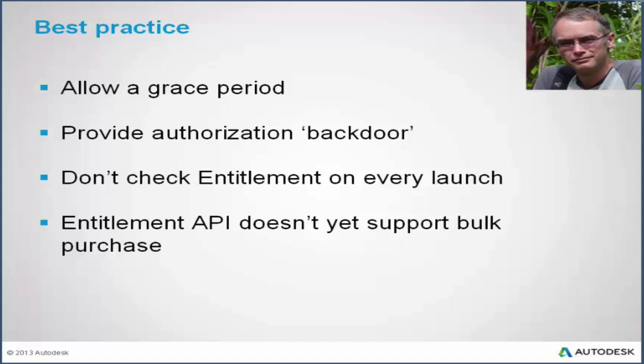So some best practice for this, you have to allow for various facts. Firstly, you have to allow for the fact that the customer may have made a bulk purchase. As I say at the bottom here, the Entitlement API doesn't yet support bulk purchase, by which I mean when someone makes a bulk purchase, one person with one Autodesk user ID is buying, say, 200 copies of your application and distributing it throughout the organization. And that means that there are 199 people in that organization who are not signing in with that person's Autodesk ID.